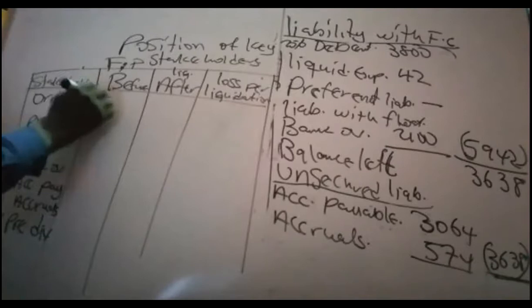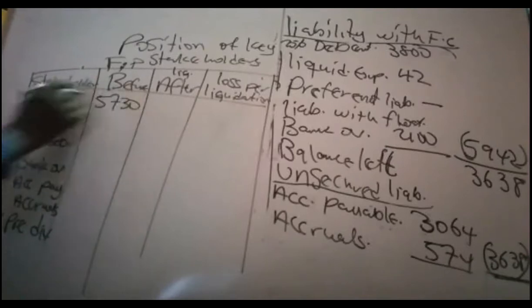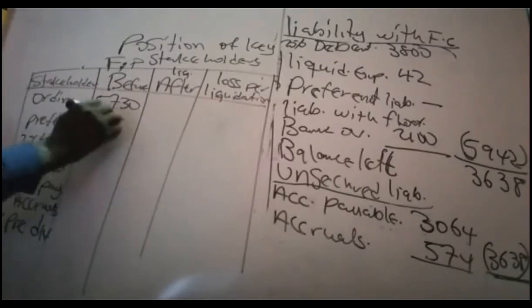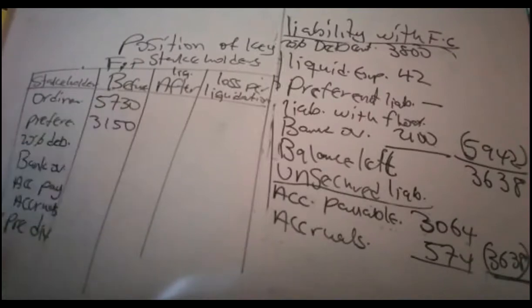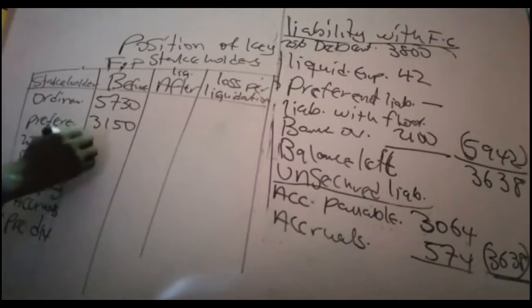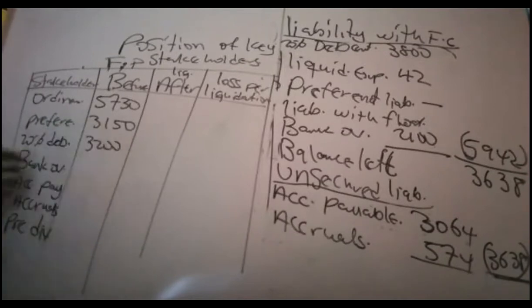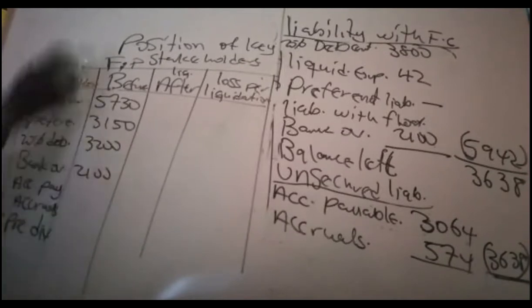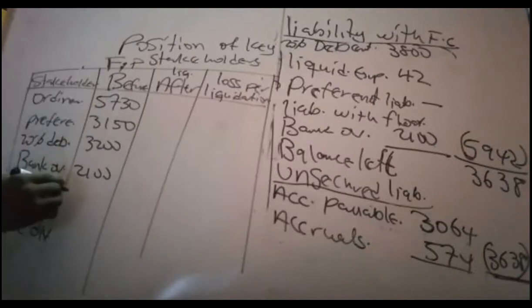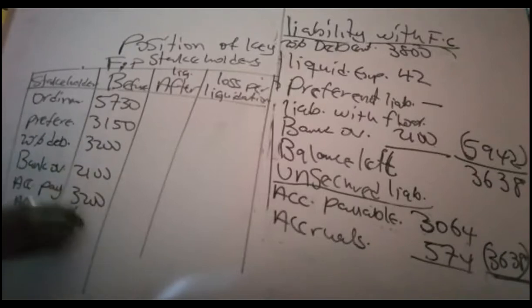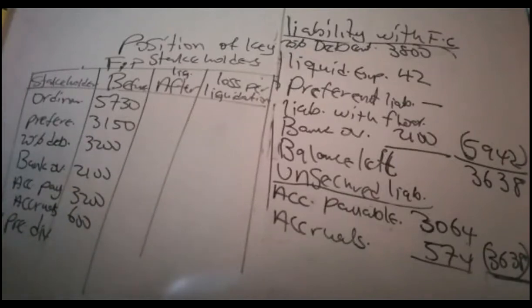So you bring them in. Ordinary share, your position before is 5,730. Preference share is 3,150. That gives us the 8,880. 20% debenture, the position was 3,200. Bank overdraft is 2,100. All this is coming from the financial position. Account payable is 3,200. Accruals 600. But the dividend in arrears, we have to do the calculation ourselves.